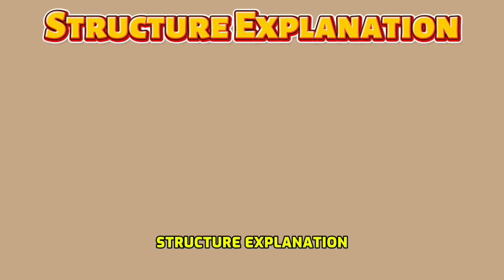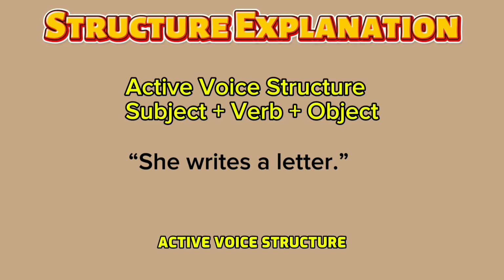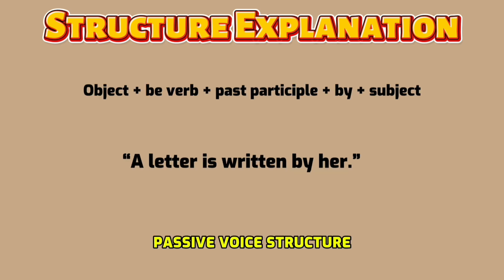Structure explanation. Active voice structure: subject plus verb plus object. She writes a letter. Passive voice structure: object plus be verb plus past participle plus by plus subject. A letter is written by her.